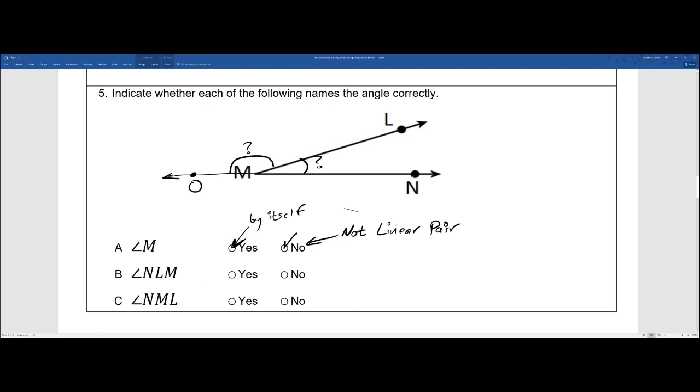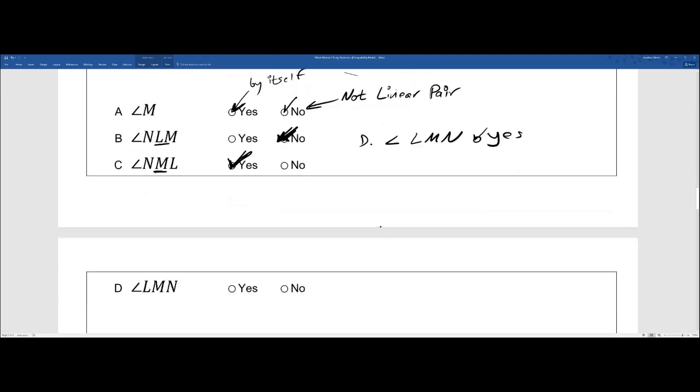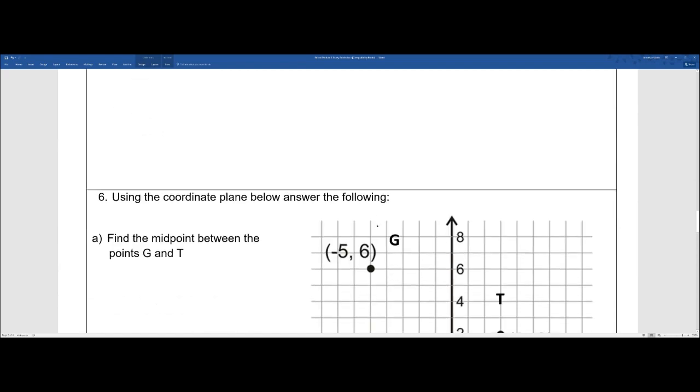NLM, would that work? Well, first things first, what's our vertex? M, right? Our vertex has to be in the middle of the name, and it's not. So no, that would not work. Okay. NML, the vertex is in the middle. That works. Okay. Another way that would work is if you had angle LMN, that would work too. Okay, so just note that. So that was part D. Yeah, part D is right there.